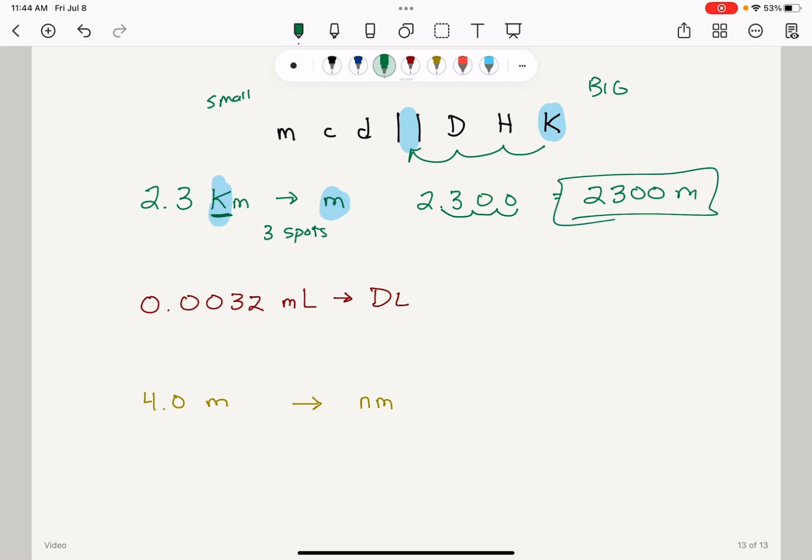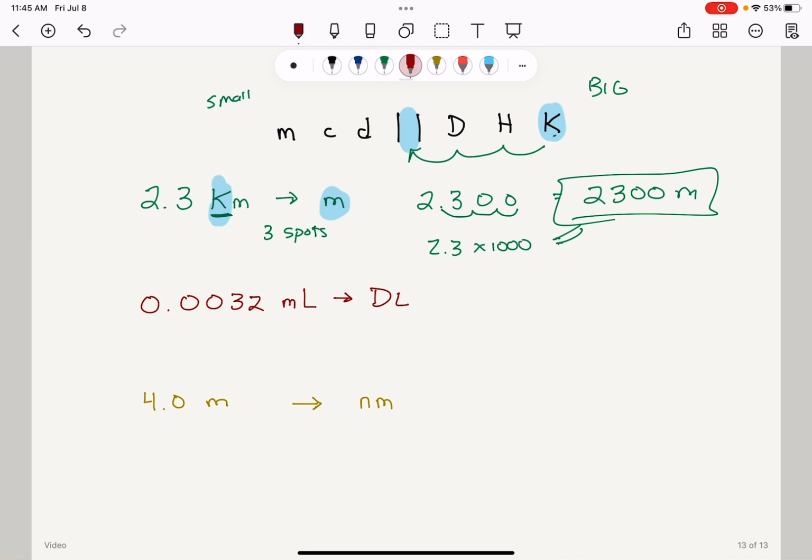Now, I did tell you that this value, because it's based on 10, is 1,000 times bigger than the base unit. All you'd have to do in this case is say, does the number need to get bigger or smaller? Bigger. So therefore, I could take 2.3 times 1,000 because the kilo is 1,000 times bigger, and that should give you the exact same answer.